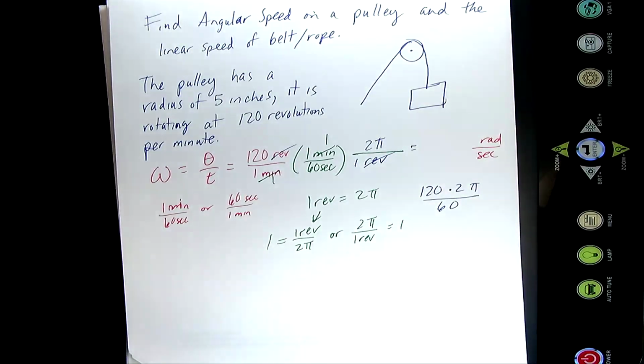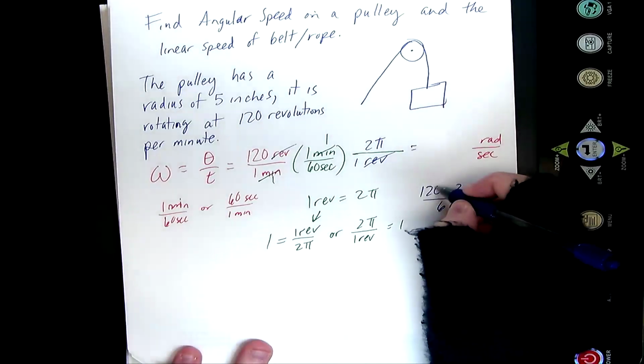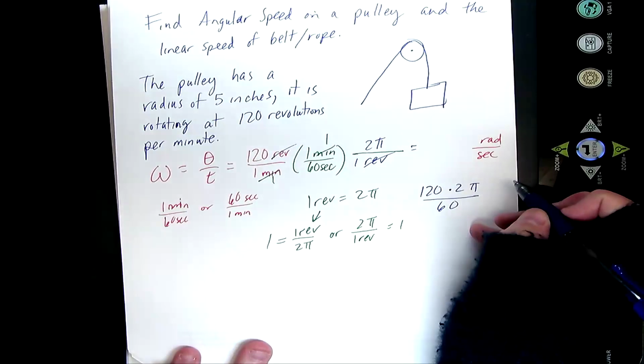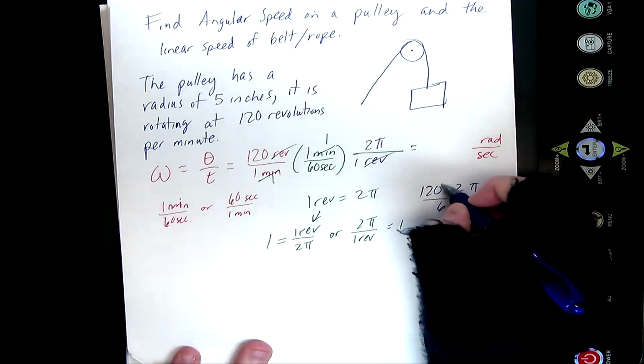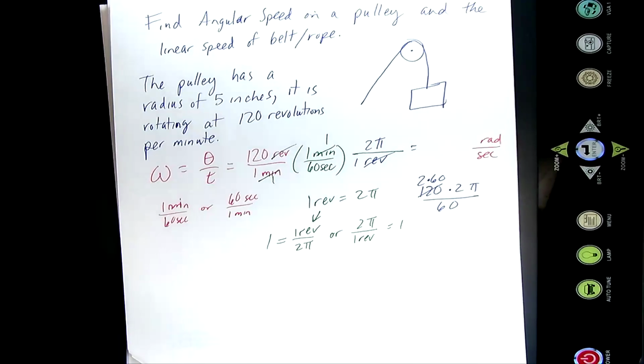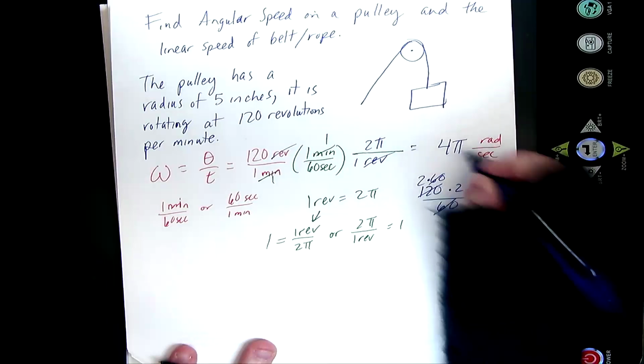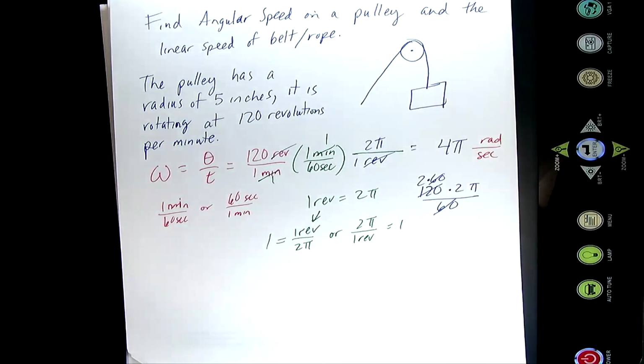If I ignore the units, because we already got the units where we wanted them, 120 is what times 60? It's 2 times 60, right? And think of it in terms of time. And our 60s cancel out, and we get 4 pi. 4 pi radians per second. That's pretty quick, that's 2 full circles per second. But we already knew that, it was 120 revolutions per minute.